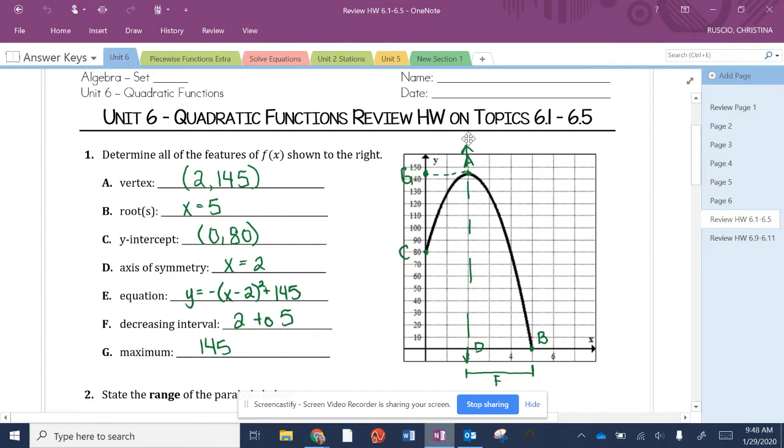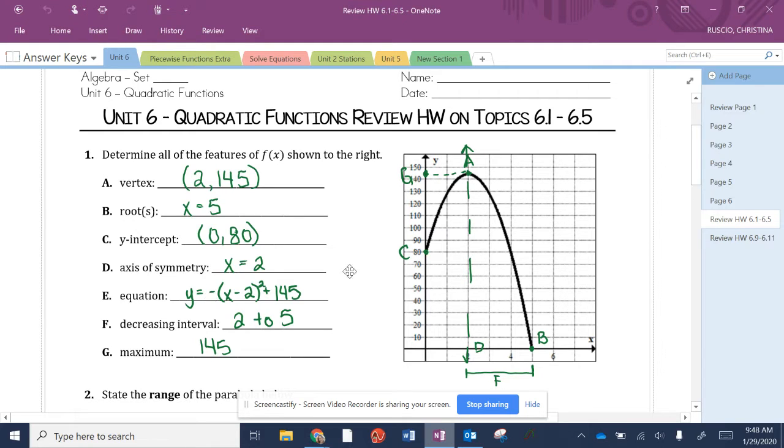Axis of symmetry. It's the line that cuts the parabola right in half. It goes right through the vertex. It's always x equals. This equation here, it was easiest for me to get the equation by using the vertex. Notice how it was negative.